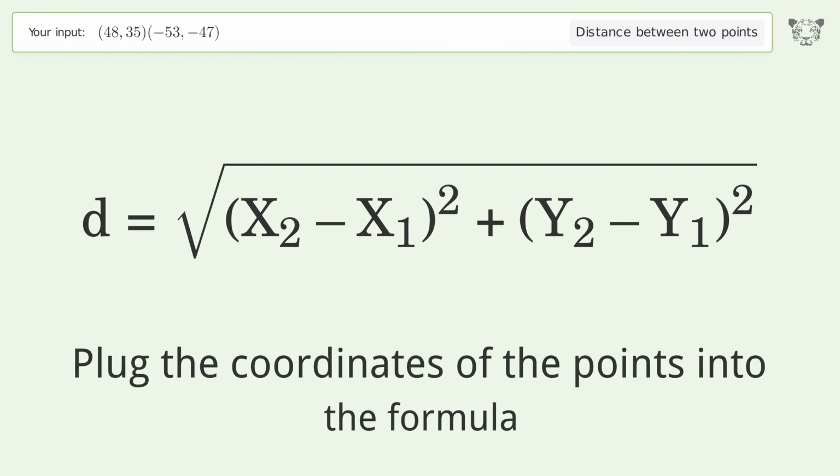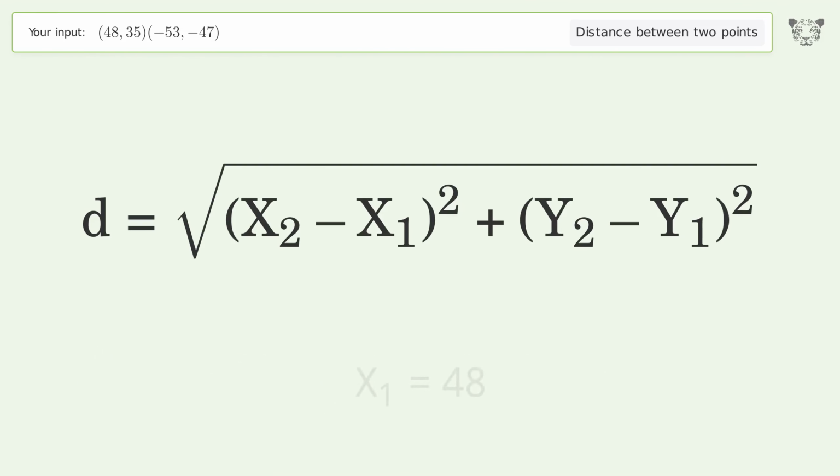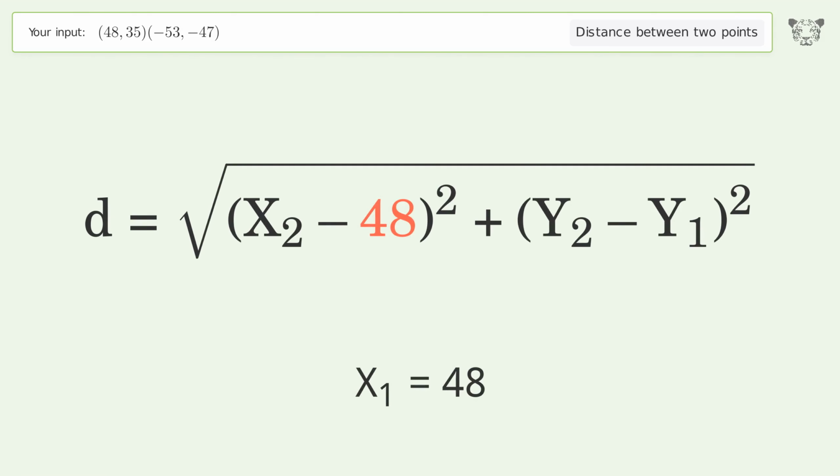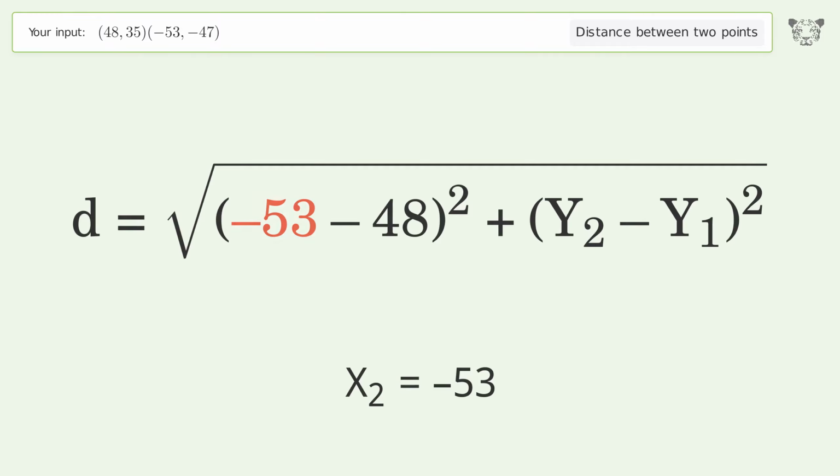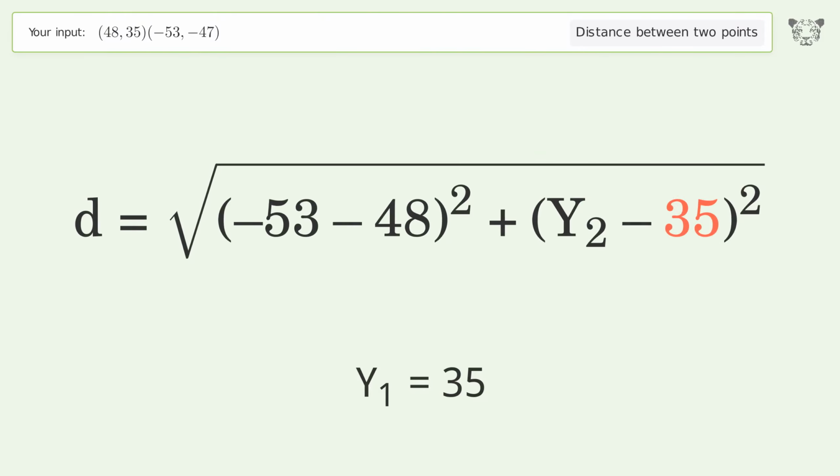Plug the coordinates of the points into the formula. x1 equals 48. x2 equals negative 53. y1 equals 35. y2 equals negative 47.